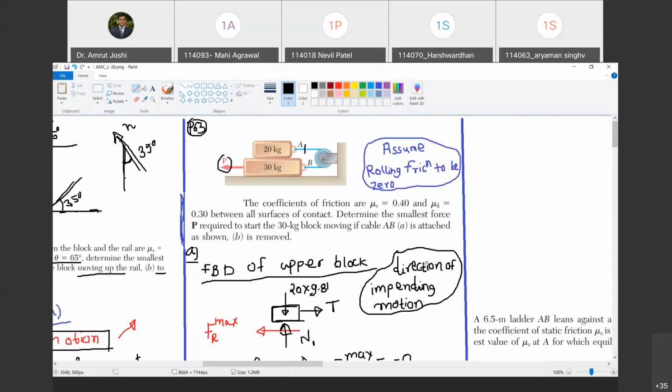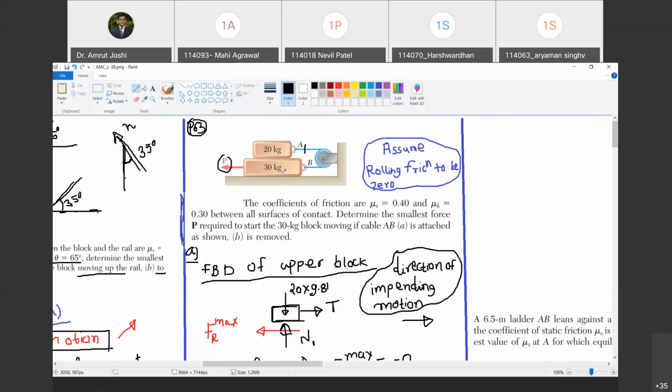Now you have to understand that when the 30 kg block starts moving in the direction of P, the direction of impending motion for the block of 20 kg is going to be towards right. Do you agree with me? Yes, sir. तो अब जरा यहाँ पे ध्यान दो, the block of 20 kg has an impending motion towards right when the block of 30 kg is about to move towards left. And you are now drawing the free body diagram of the 20 kg block. So you are interested in the frictional force exerted by the 30 kg block on the 20 kg block. Do you agree with me?